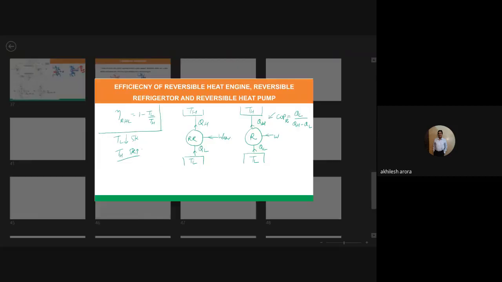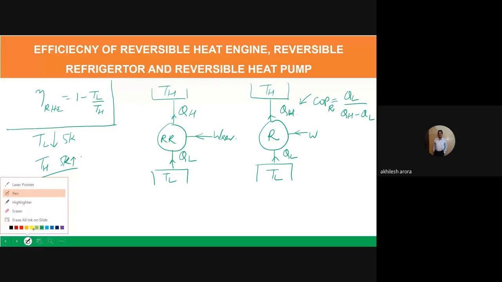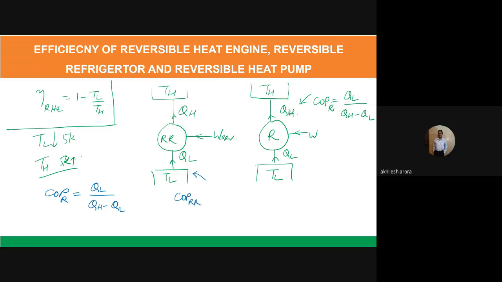So let us try to understand. Let us take this clue: COP of the refrigerator is equal to QL divided by QH minus QL. Now, if I write this expression for a reversible refrigerator, I could write it as QL divided by QH minus QL. This is the first way of writing it. Then what I will do, I will write it as 1 over QH over QL minus 1.